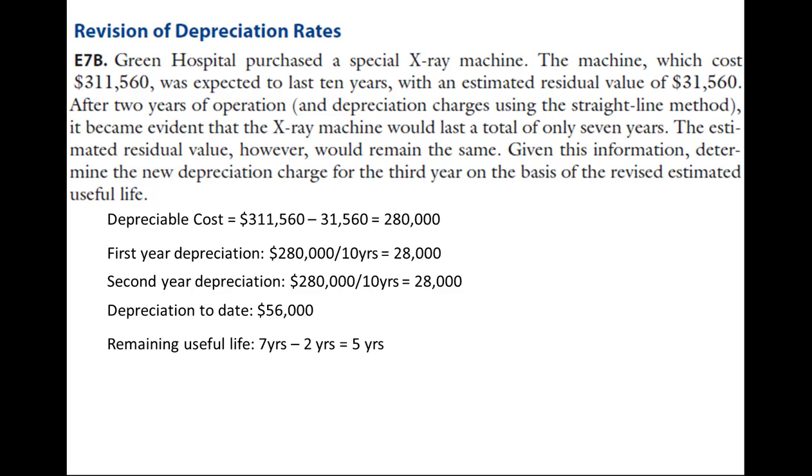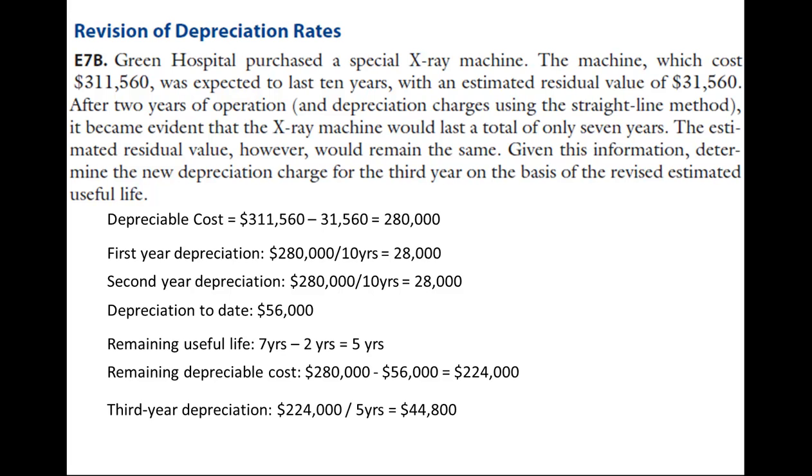So the first thing we need to do is, if it's going to last a total of 7 years, we need to subtract out the 2 years that we have already depreciated. So the remaining years that we can depreciate are 5. We then take the remaining depreciable cost, which is our depreciable cost of $280,000, minus the $56,000 we have already depreciated, which gives us $224,000 left to depreciate, and we're now going to spread that over 5 years.